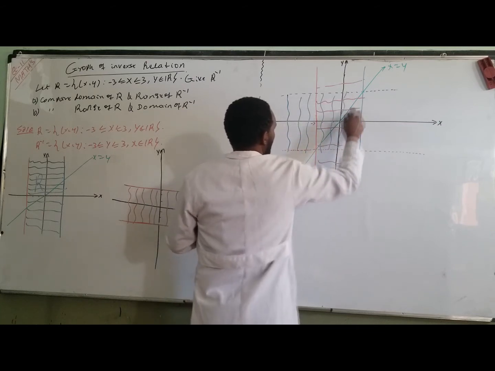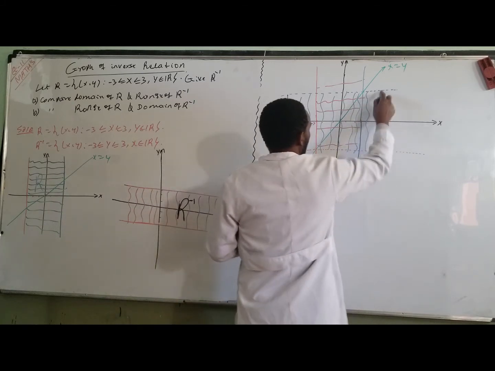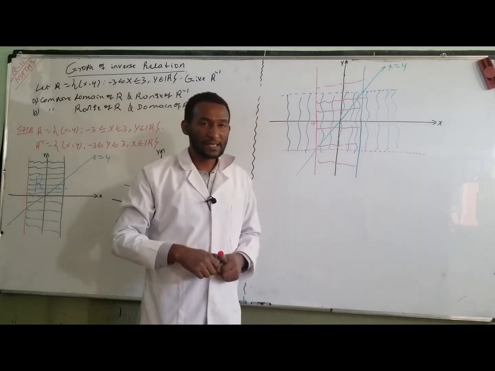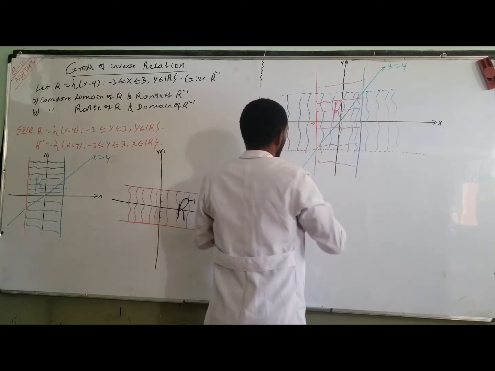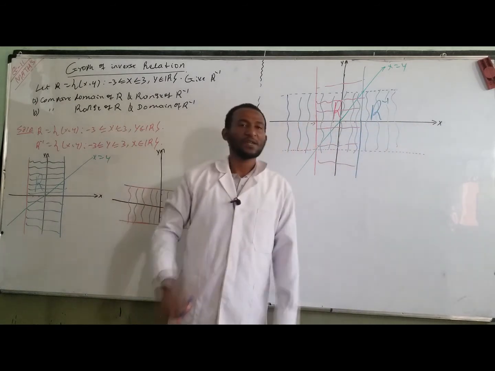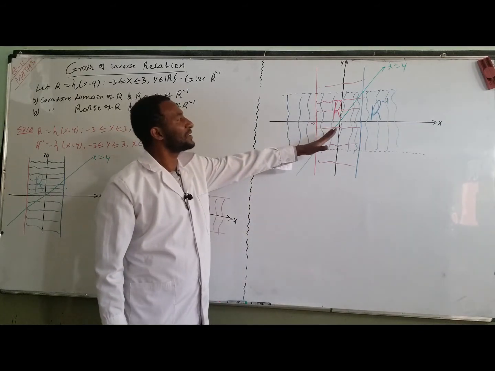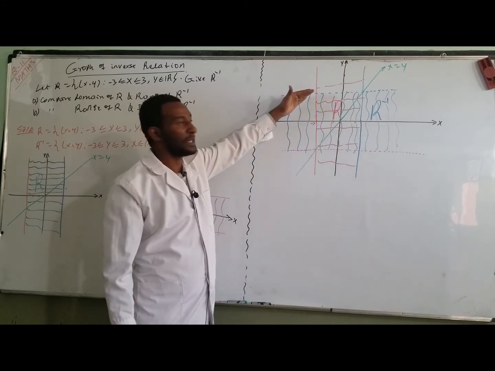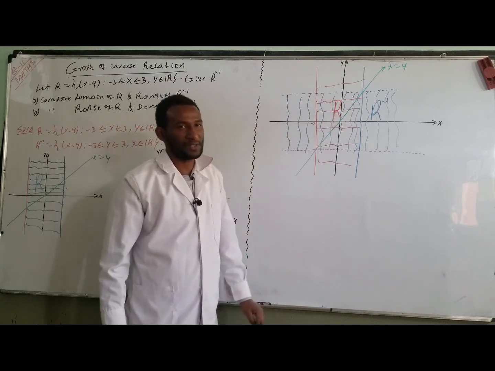Therefore, we can get a graph of R inverse by reflecting the graph of relation R. The red region is R, and the blue-black region is R inverse. That means when we find the graph of R inverse, we can get it by reflecting the graph of R with respect to x is equal to y. The mirror image of R with respect to x is equal to y is R inverse.